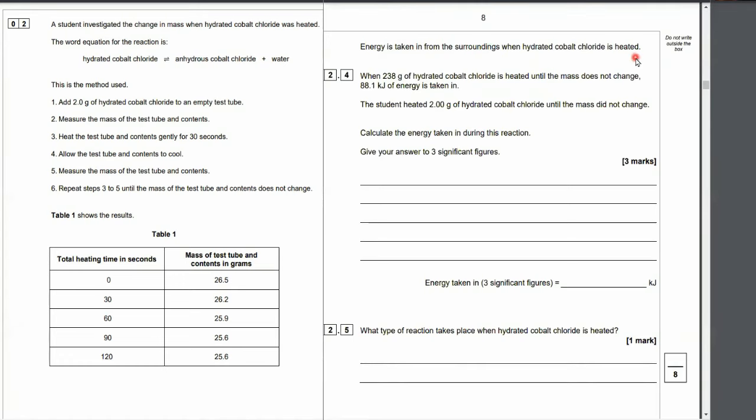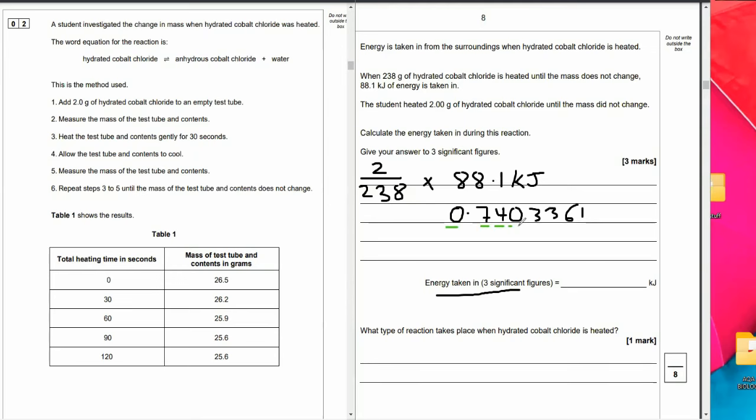Okay, here we're looking at 2.4. Energy is taken in from the surroundings when hydrated copper chloride is heated. When 238 grams of hydrated copper chloride is heated until the mass does not change, 88.1 kilojoules of energy is taken in. The student heated 2 grams until the mass did not change. Calculate the energy taken in during this reaction. Well, we need to do a little calculation. So we've got 2 grams, and we need to divide that by 238 grams, and then times that by 88.1 kilojoules.